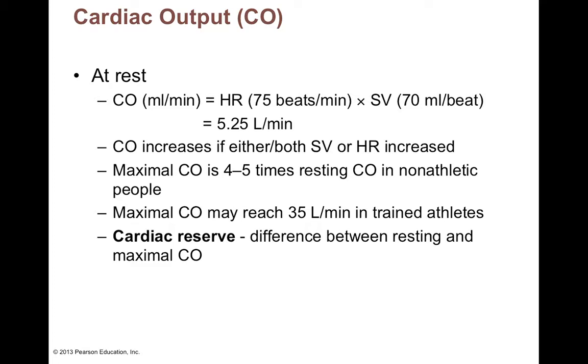So maximal cardiac output, you guys, in trained athletes ends up being 35 liters. If you're a trained professional athlete, like a bicyclist or a swimmer or something, you can pump out 35 of these water bottles in 1 minute, which is 7 times your entire blood volume. So you're circulating your blood volume 7 times through your body in 1 minute during exercise. That's crazy. That's a lot of blood, right?